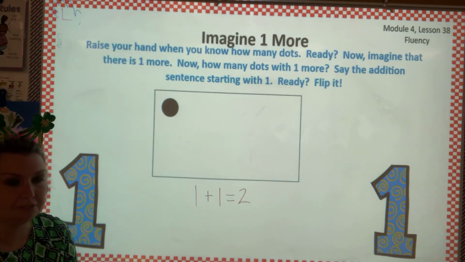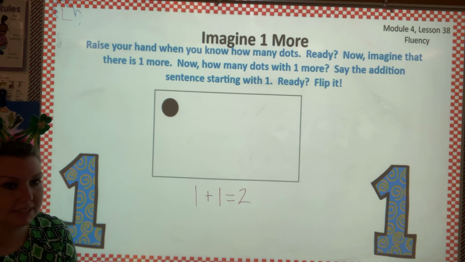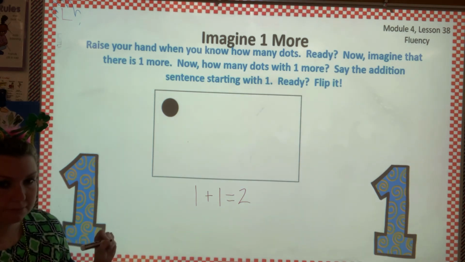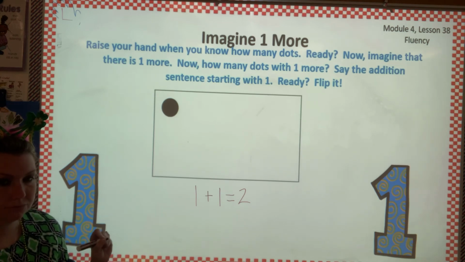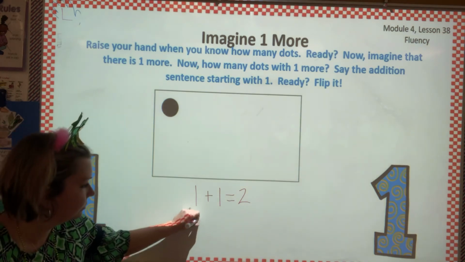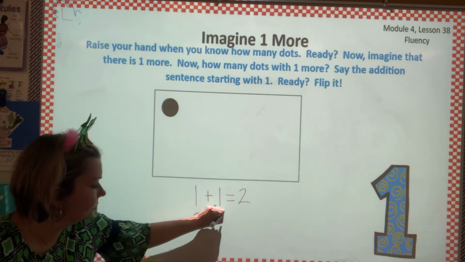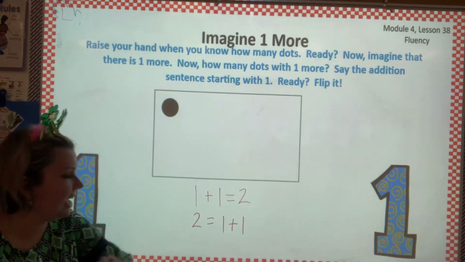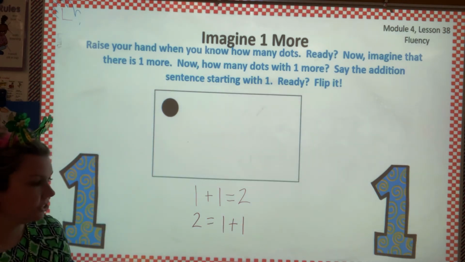Ryan, what is the flipped addition sentence? 2 equals 1 and 1. Excellent. Good job, Ryan.